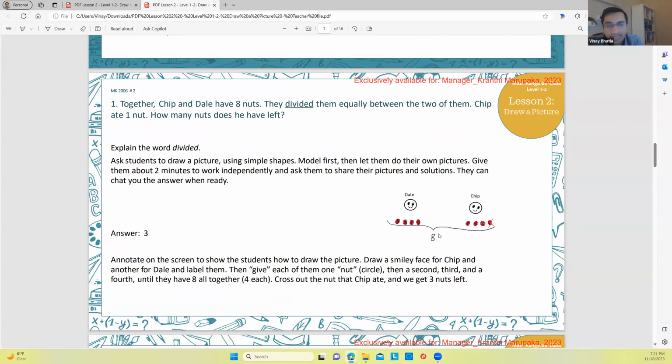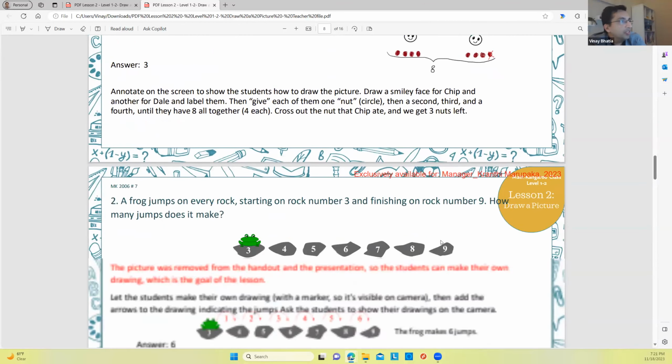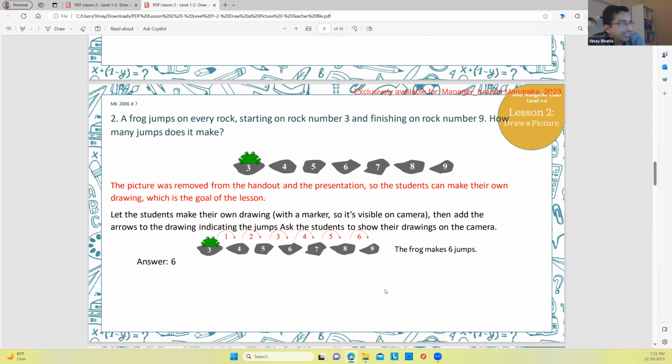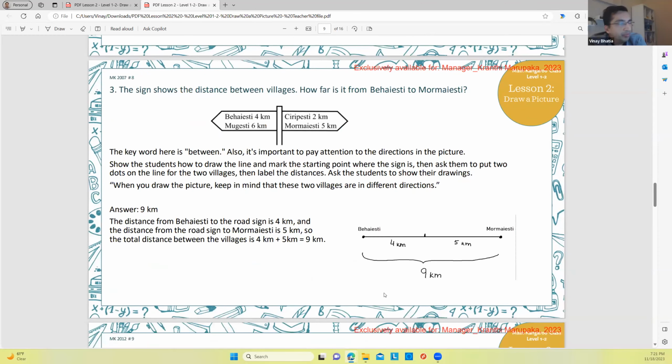The first one, there were 8 nuts, and then Dale had 4, Chip had 4, then we said Chip ate 1. So you see how this has been represented. When you represent, you can try to represent like this. Then we solved a problem about hopping. We did the number 3 to 9, and then we moved from 3 to 9, and then we just counted how many hops. So we counted the number of arrows: 1, 2, 3, 4, 5, 6. These are some ways to represent.